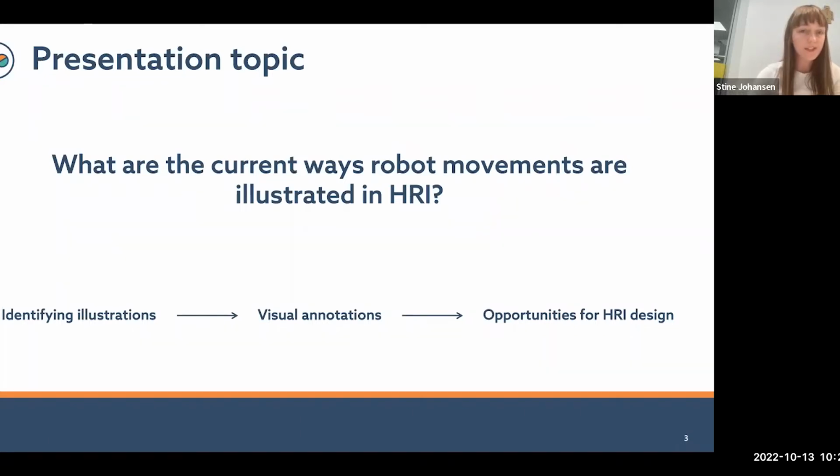So we are interested to see how we are communicating these robot movements in the HRI community, and how that could play a role in how we design the movements. For the study that I'll present today, we've identified a body of illustrations that show robotic movement, and we've annotated these illustrations and then identified new opportunities for human-robot interaction design.